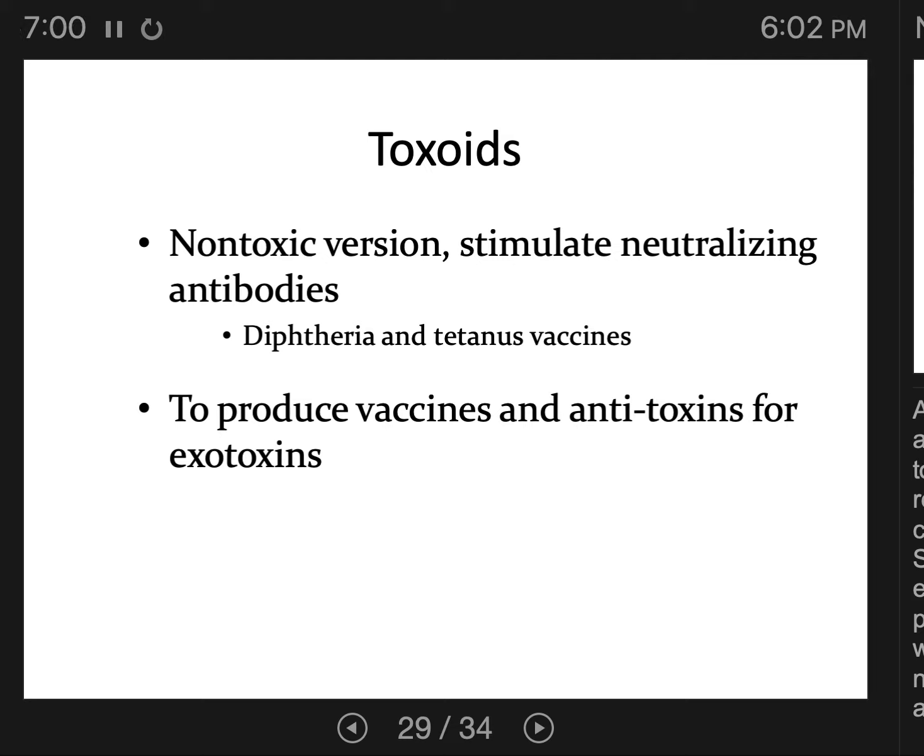So if you've never gotten a tetanus vaccine and you become exposed to tetanus, you can go to a hospital that might have an antitoxin for you. The antitoxin is the antibodies taken from another resistant individual's blood and then injected into your body to neutralize that toxin.